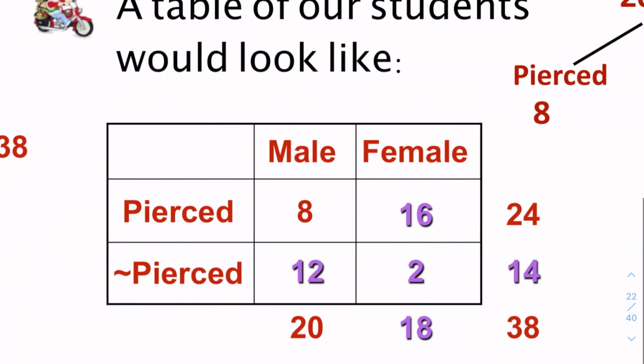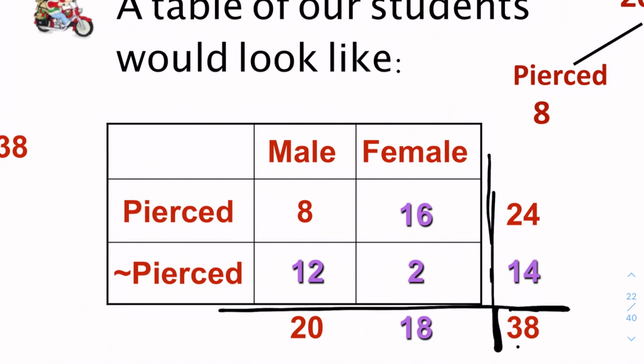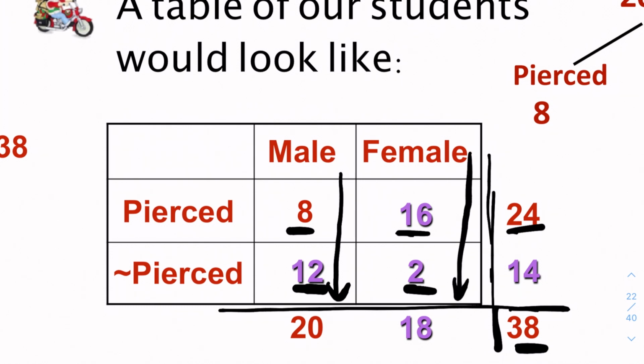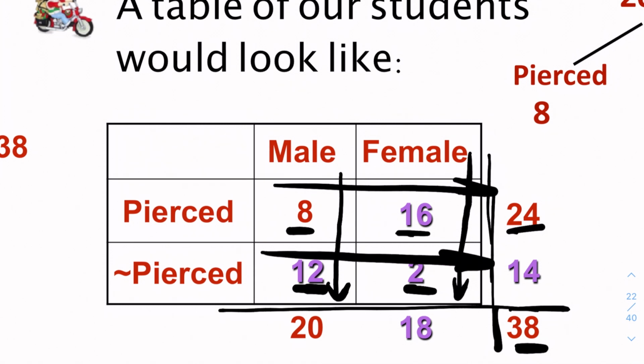The other way is the contingency table, and remember what we call these marginal distributions. Those are our margins. We have a total of 38, so our sum should match up. I have 8 male, 16 female, total of 24 students. I have 12 male not pierced, and I have 2 females that are not pierced. If I go down, I have 20 males, means I also have 16 females. I have 24 pierced if I go across, and I have 14 not pierced. Either way, we go 20 plus 18 is 38, or 24 plus 14 is 38.